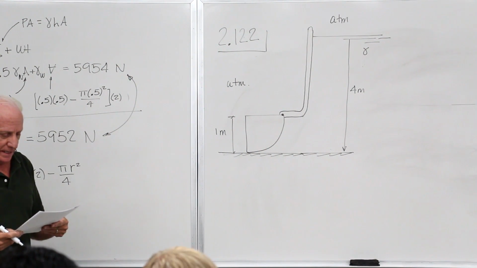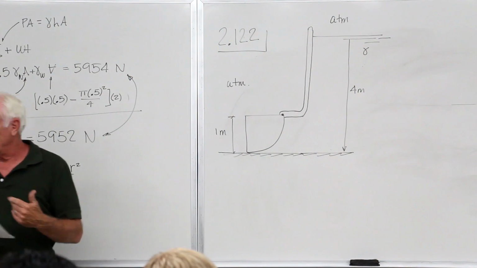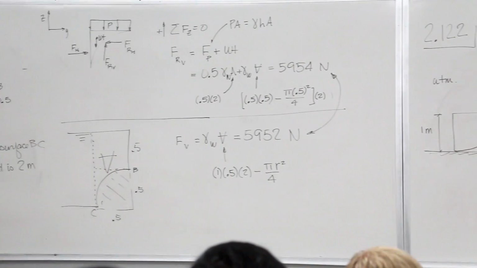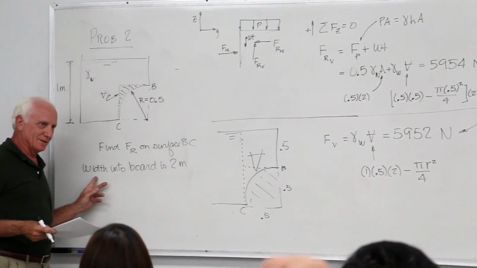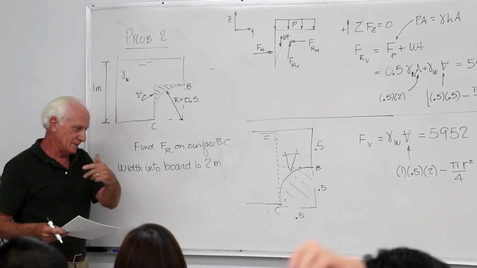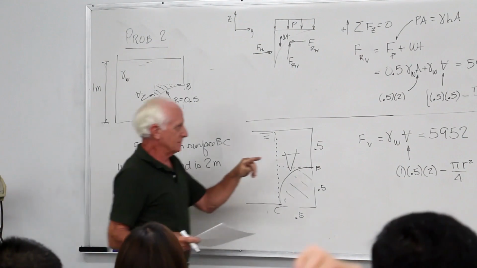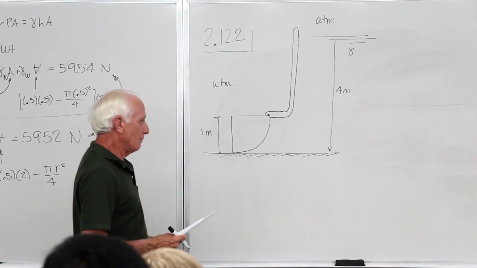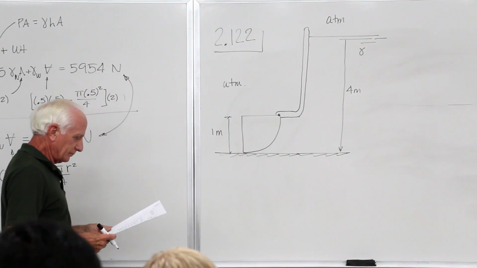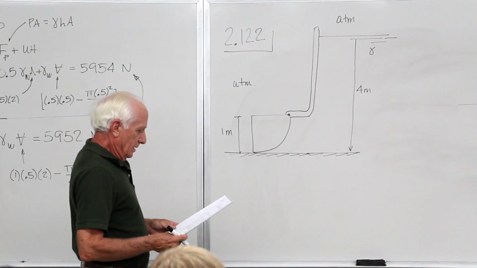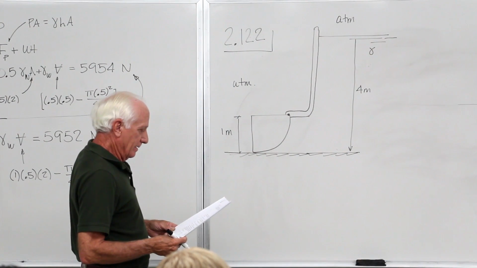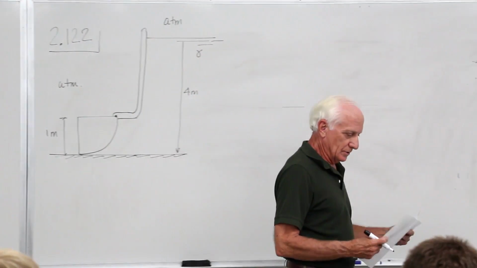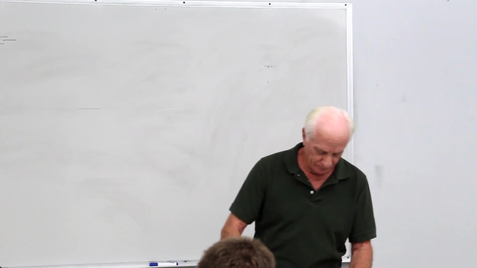Determine the weight of the gate per meter of length. He calls length into the board. So if you see width or length, it means into the board. Here's the word width, that means into the board. Here the length means out of the board. So per meter of length. Okay, so I'm going to start that again.